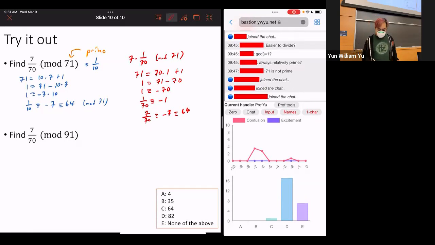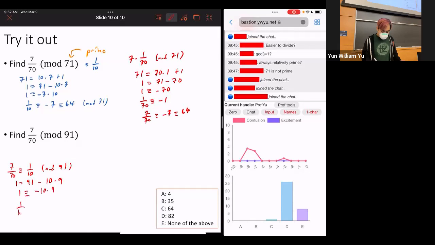So let's first solve this by factoring. So the question is, can you factor? Well, maybe. Let's start by claiming that 7 divided by 70 is congruent to 1 over 10 mod 91, and then 1 is equal to 91 minus 10 times 9. Okay, so the Euclidean algorithm is really easy here. So 1 is congruent to minus 10 times 9. So 1 over 10 is congruent to minus 9, which is congruent to 82.